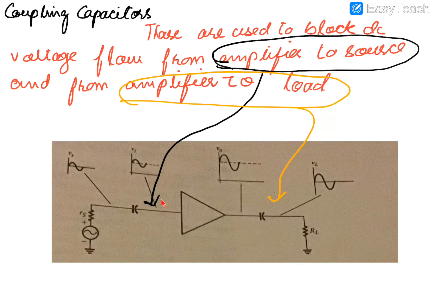So basically, the purpose of these coupling capacitors is to block DC from the amplifier to the source and from the amplifier to the load. For example, in some load cases we do not need the DC voltage. Suppose you have a loudspeaker as a load which works only on AC input levels, so you do not need the DC voltage level, and this capacitor can block DC in this case.